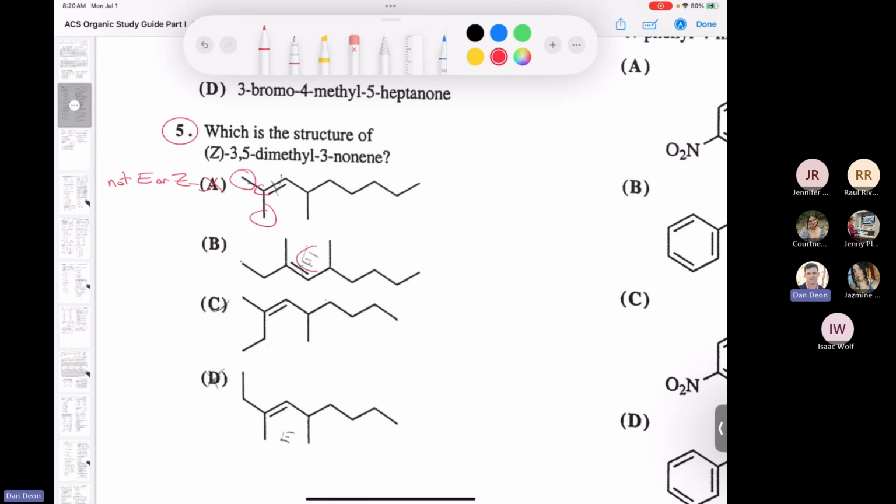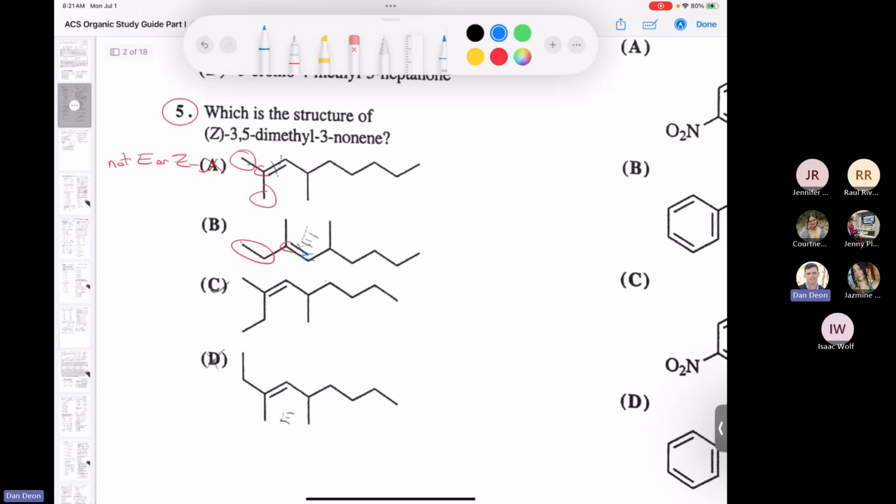If you look at this one, you can see I already scribbled E on here, but let's just see if I was right. If we look at this carbon in red, the ethyl group is going to take precedence. If we look at this carbon in blue, you can see that all of this group is going to take precedence, right? There's a hydrogen down here. So this is an E compound for sure. So this definitely can't be an answer.